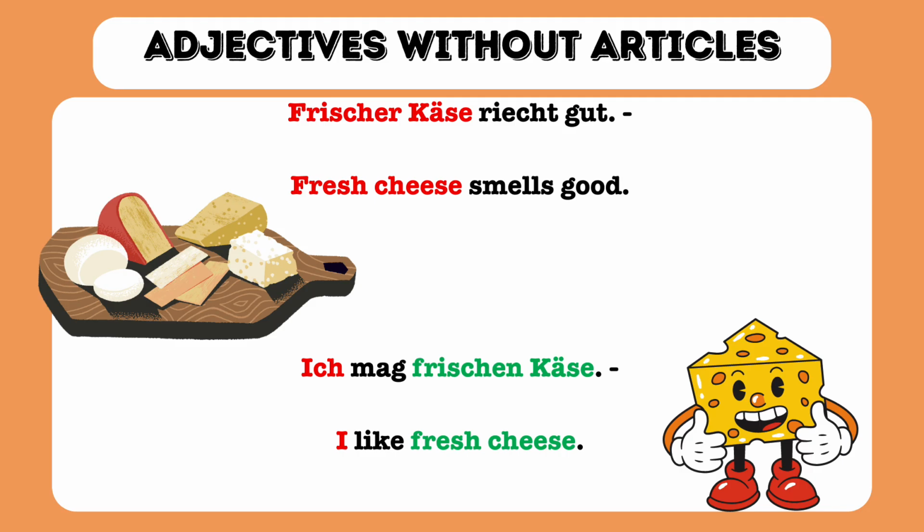Ich mag frischen Käse. I like fresh cheese. Here we would have said den Käse. I like the cheese. Ich mag den Käse. But because we have an adjective instead, we put the N at the end of the adjective. Frischen Käse. Ich mag frischen Käse.